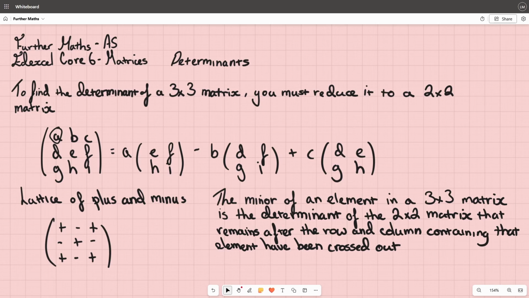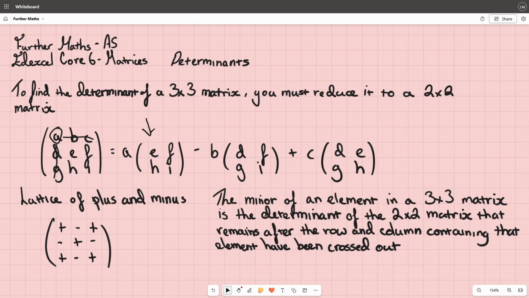So you see A there. So we cross out this and we cross out this. And what's left is E, F, H, and I. As you can see, there is E, F, H, and I. And so in this case, I've chosen A, B, and C to do my minors off of, but you can choose any row or any column in the matrix to do it from.